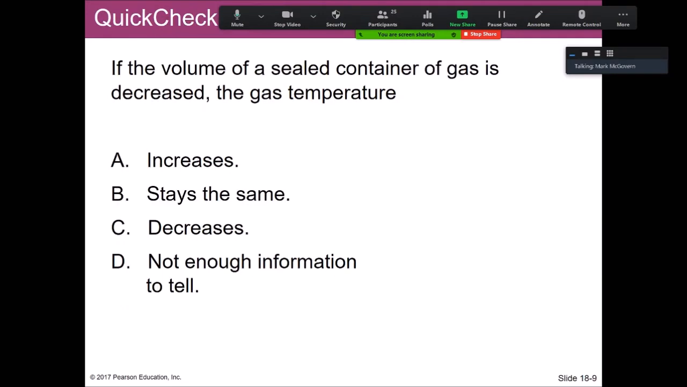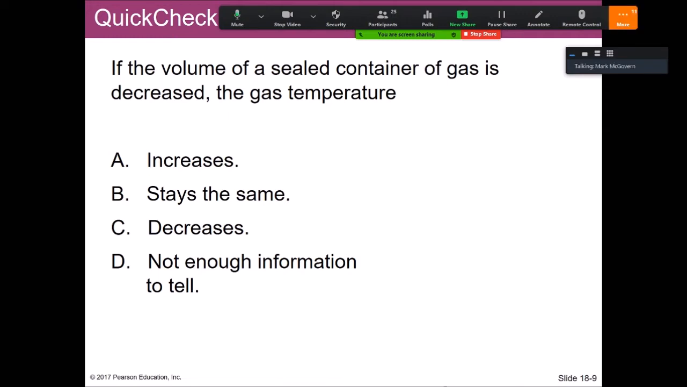If the volume of a sealed container of gas is decreased, what will happen to the gas temperature? So this is an ideal gas law thing. Here's what we're doing. The volume of a sealed container of gas is decreased. What happens to the gas temperature? Put a letter in the chat and we'll talk about it.